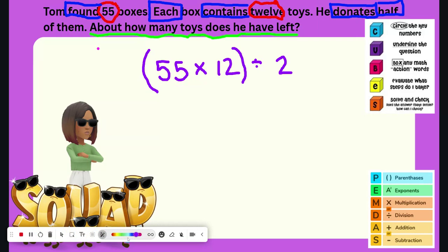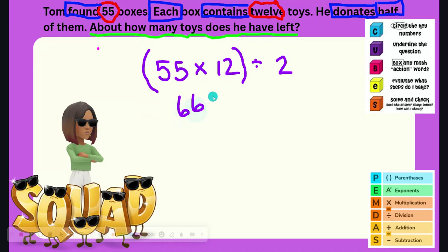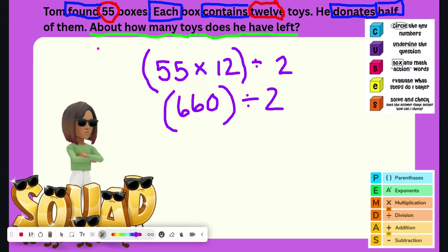Now let's go ahead and solve it out. All right, I'm going to give you a moment to solve it out and then come back and let's check it. All right, so when we multiply 55 times 12, we get 660. So I'm going to write 660, and then I'm going to bring everything else down. So bring down your donate half or divide by 2.